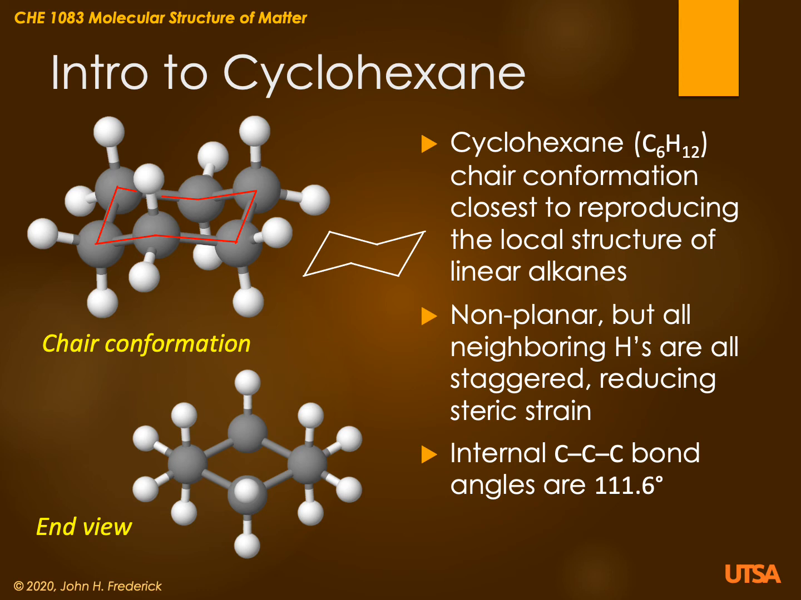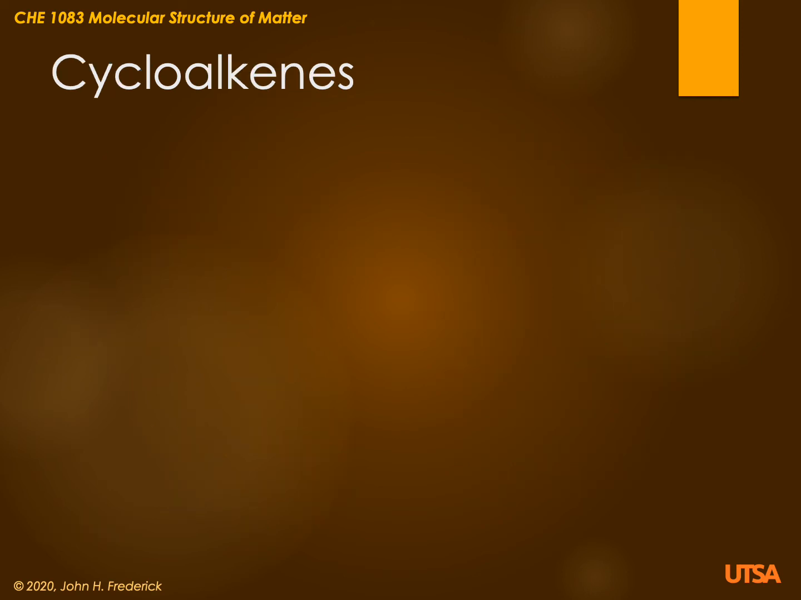The internal carbon-carbon-carbon bond angles are 111.6, and you may remember in an earlier video we talked about linear butane, and we saw that the bond angles there were also 111.6. So this is just sort of the natural steric interaction between hydrogens on neighboring carbons in a linear alkane chain. So we can't do any better than this. This is as good as it gets when it comes to these cyclic compounds.